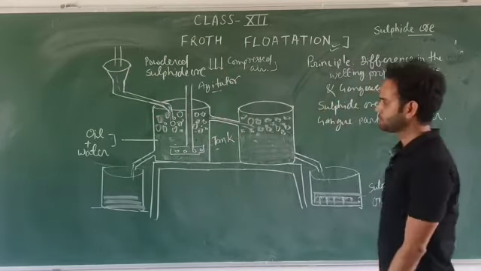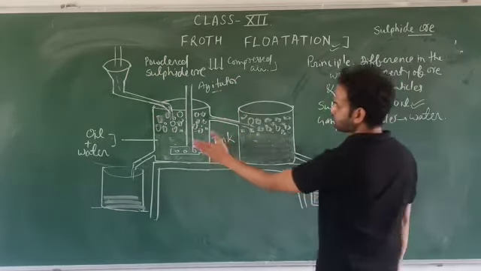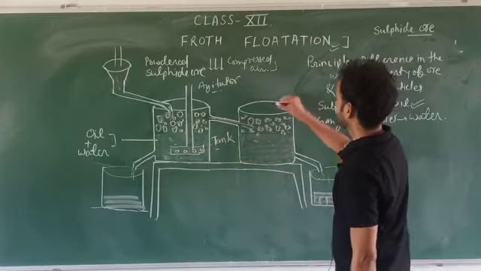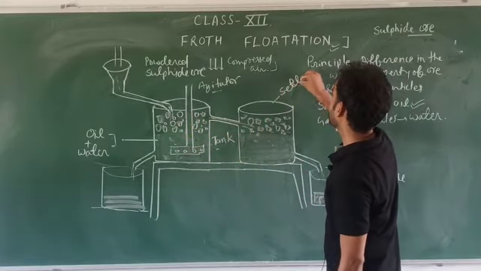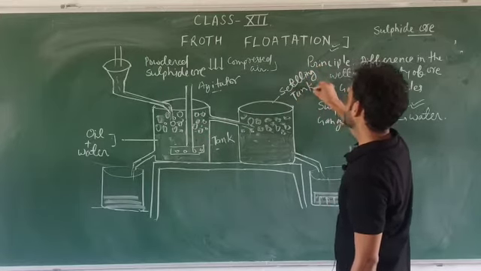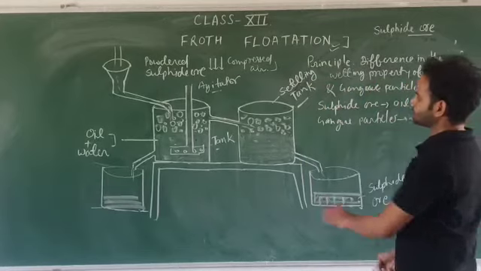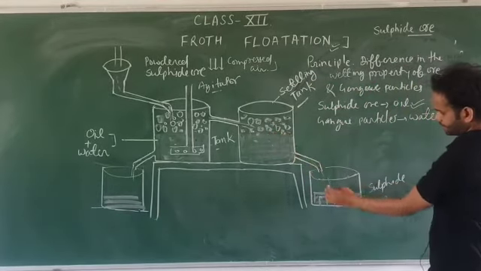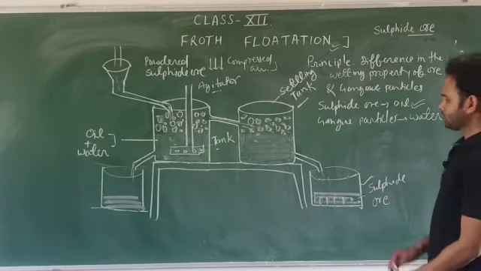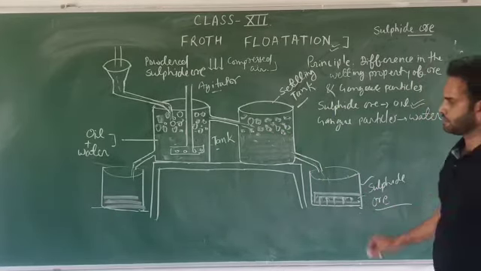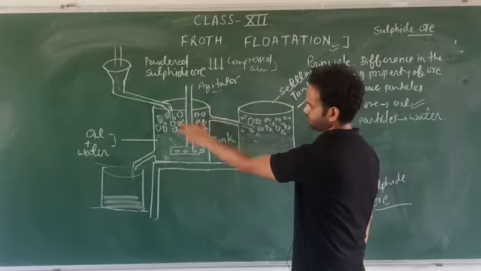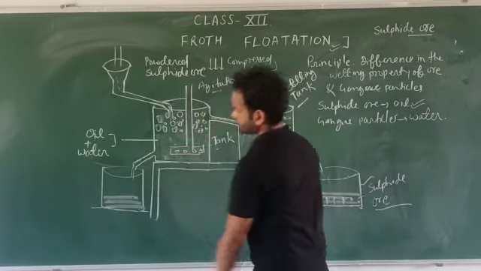After that froth will be forming, and along with the froth the sulfide ore will be collected in this other tank, which is known as the settling tank. Through this settling tank the sulfide ore will be collected through another outlet in this beaker. The gangue particles which were mixed with the sulfide ore will be collected here in this beaker.